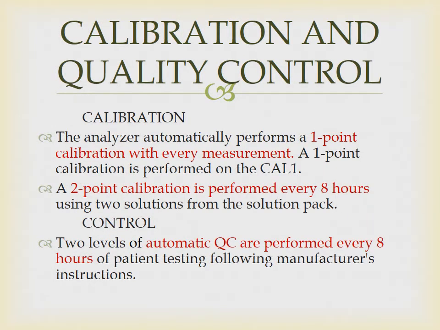Calibration and quality control. In calibrating, the analyzer automatically performs a 1-point calibration with every measurement. A 1-point calibration is performed on the Cal1. A 2-point calibration is performed every 8 hours using 2 solutions from the solution pack. In quality control, 2 levels of automatic QC are performed every 8 hours of patient testing following manufacturer's instructions.